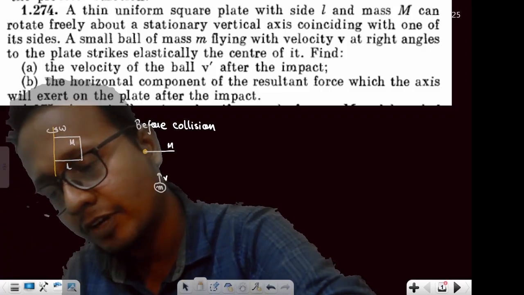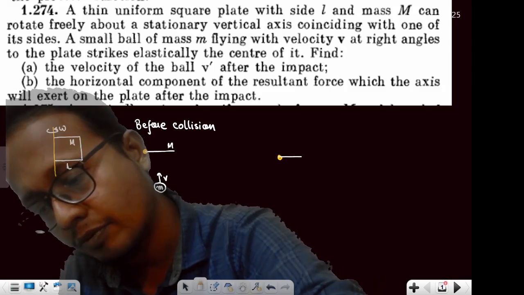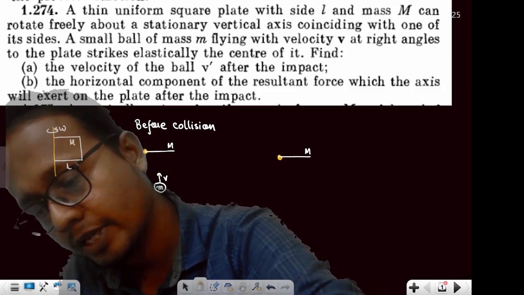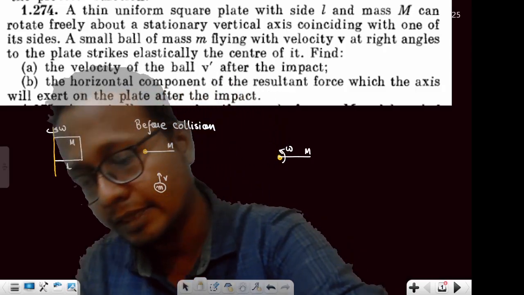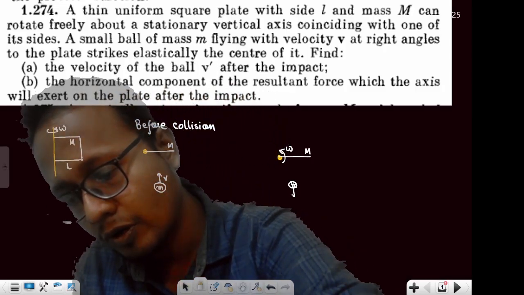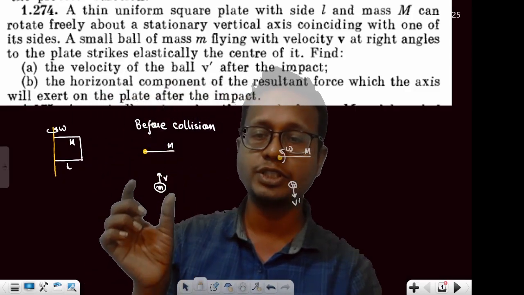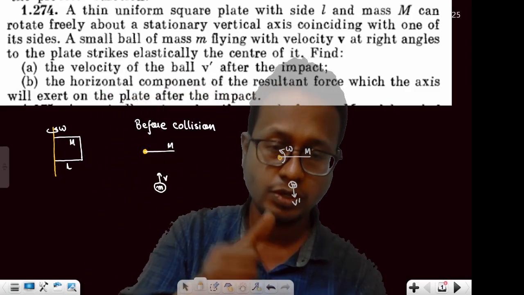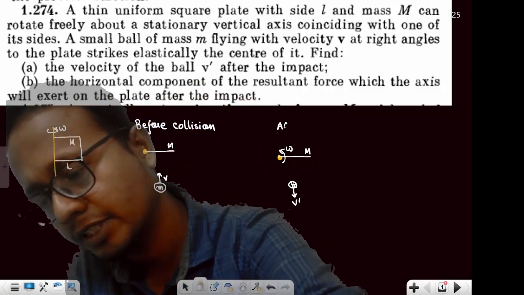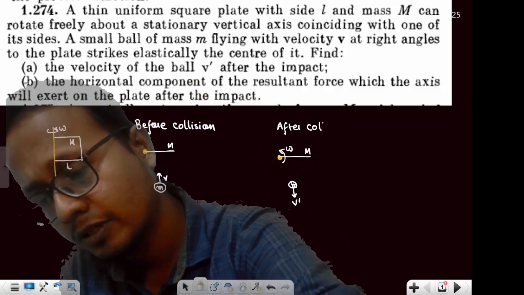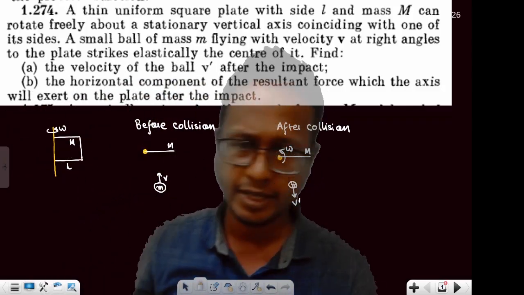After collision, what would happen is, see, this rectangular plate of mass m starts moving with angular velocity omega, no? And the ball will move in the opposite direction with some other velocity v dash. Now my first question is, if I want to find out the value of v dash, what should be my equations? This is the situation before collision, this is after collision. What are the equations that I can make?